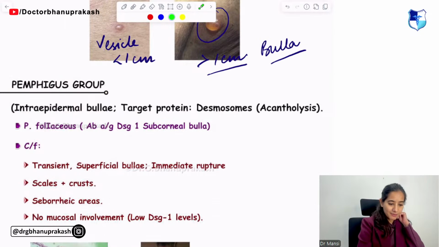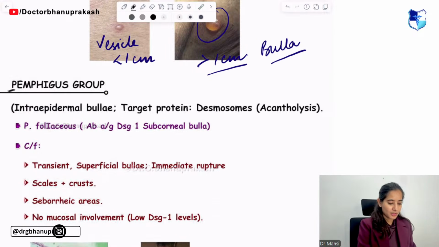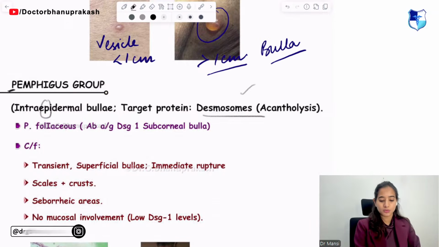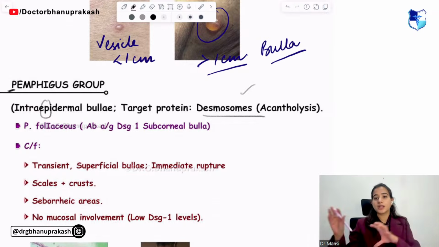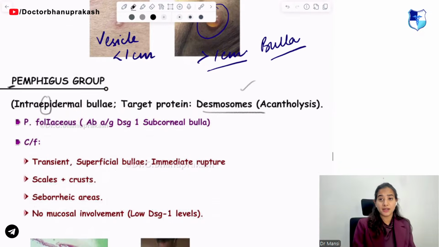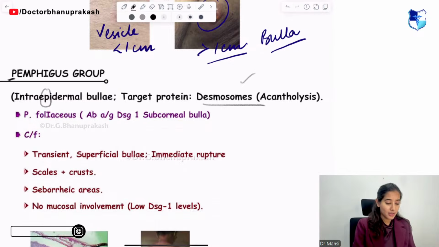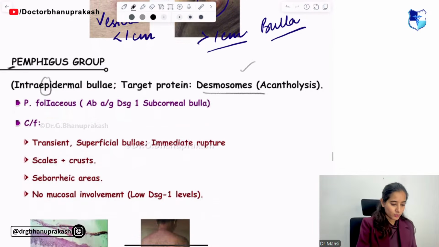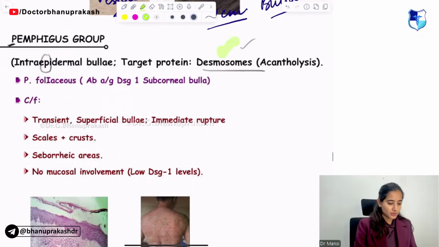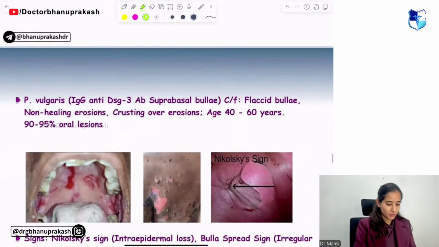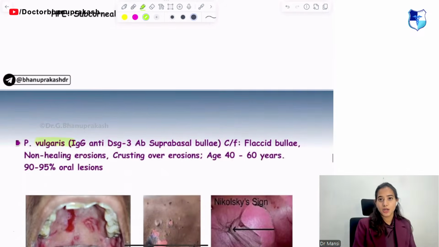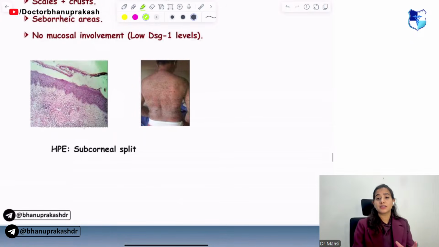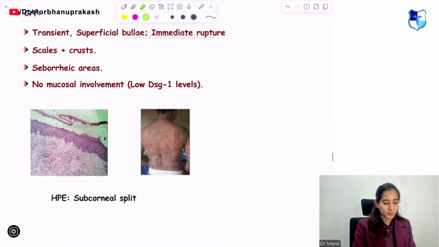As you can see, pemphigus, the P word, can remind you of the intraepidermal bulla. This is targeting your desmosomes. Desmosomes, I hope you remember, are the cell-to-cell connections between the keratinocytes. Okay, intraepidermal intercellular connections. Fine. So the target protein, as I said, is the desmosome. They can be of two types: the foliaceous type and the vulgaris type. The first thing you have to understand is that whenever the question comes, you should be able to do the differential diagnosis between the two conditions.